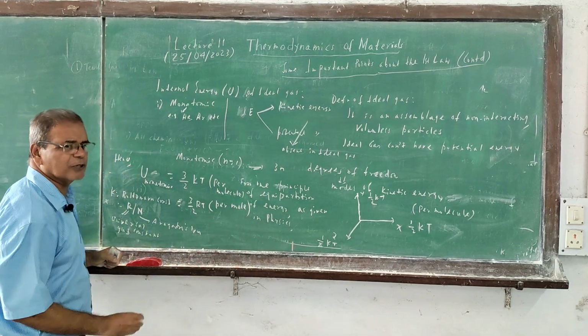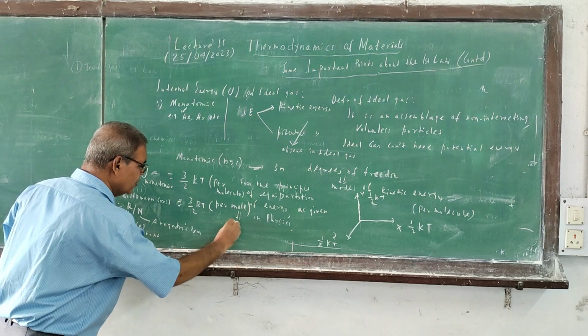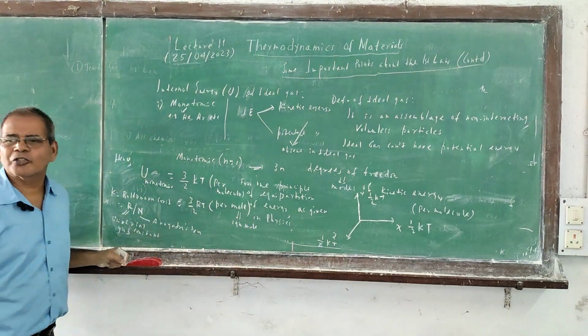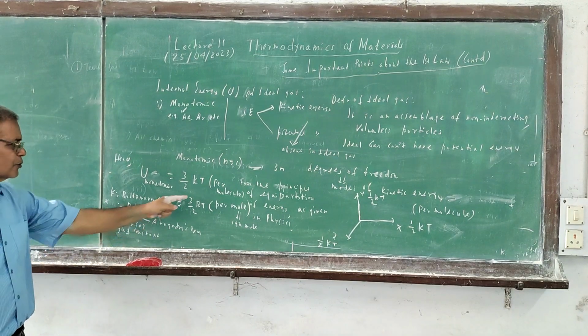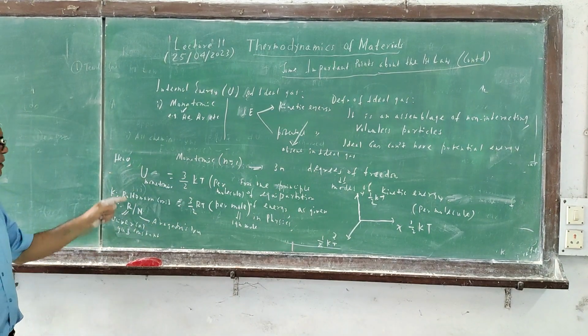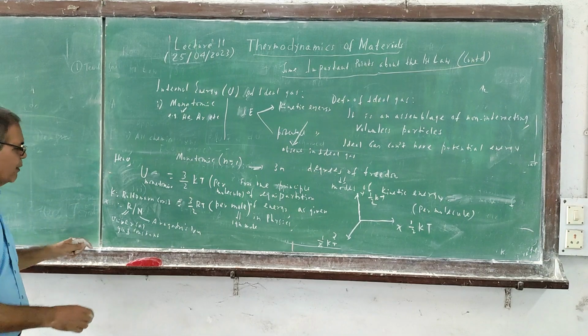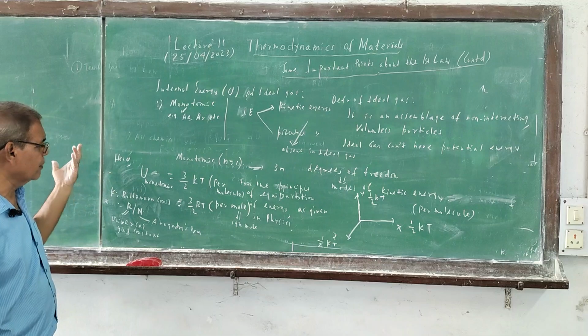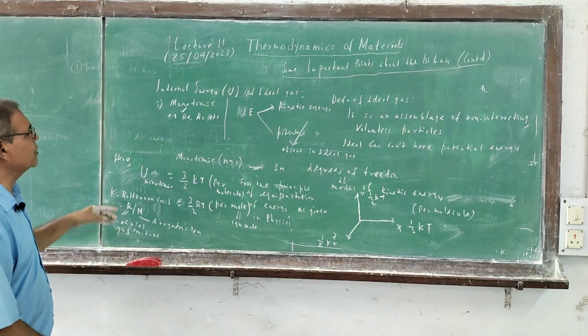One mole means one gram mole. We say mole in short. So it is 3/2 RT. Our internal energy is done: actually 3/2 RT for monatomic. Very good. For diatomic, next day.